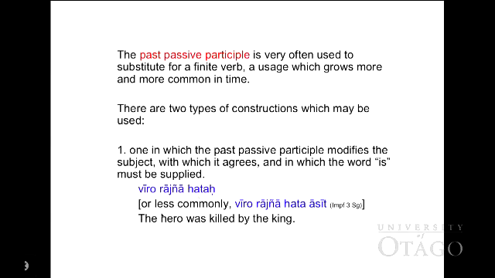It can be, or less commonly maybe, together with the root as, the verb to be. So vīraḥ rājñā hataḥ āsīt. Āsīt here is from the root as, the verb to be. It is imperfect, third singular. So most of the time hataḥ alone is enough. No need to write āsīt. The hero was killed by the king.